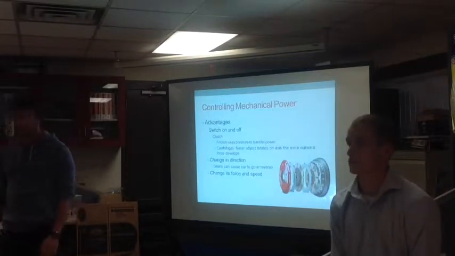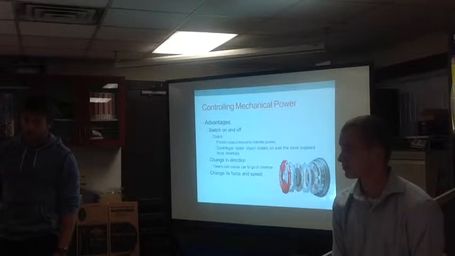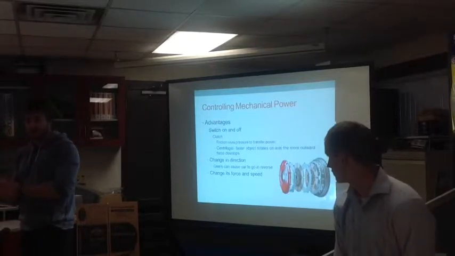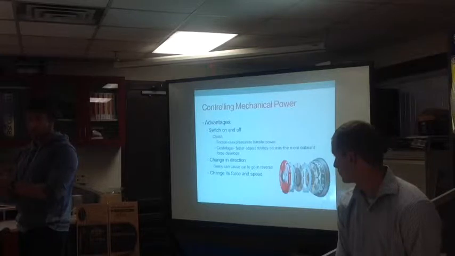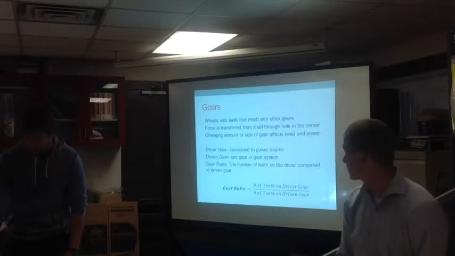Some advantages of controlling mechanical power. You can switch it on and off, for example, like a clutch in a car. Two types of clutches, friction and centrifugal. You can change the direction. Gears can cause it to go forward or go reverse. You can also change its force and speed, obviously.